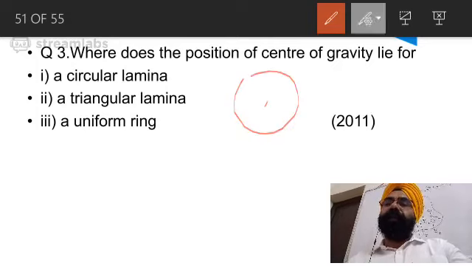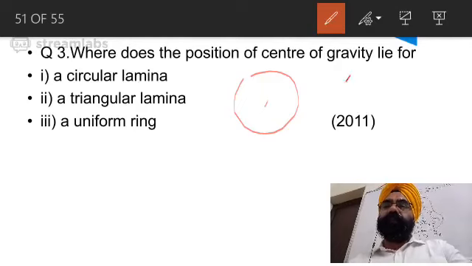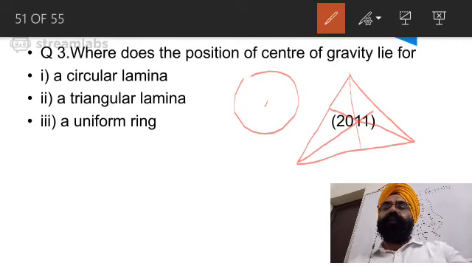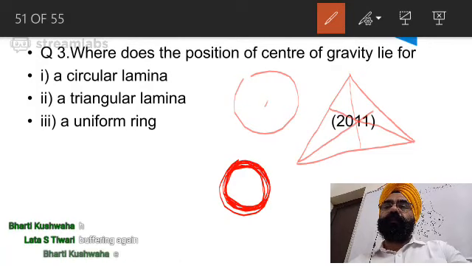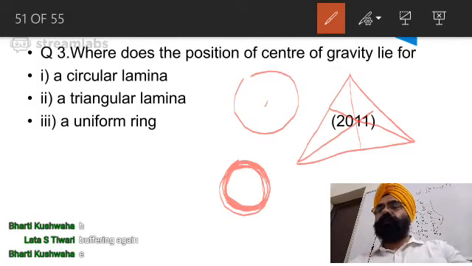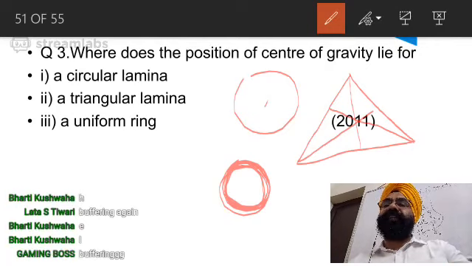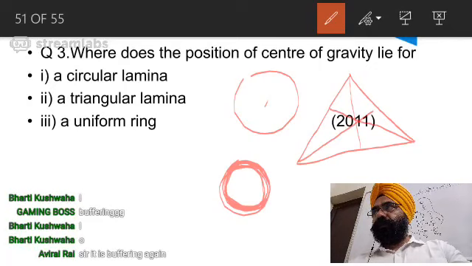Okay, triangular lamina. Yeah, somebody's answering. Bhagat, tell me, what are they telling? Triangular lamina, the point of intersection of the medians. Okay, then a uniform ring. What have they written? Tell me. In the center of the triangle, no. It is actually the intersection of the medians. Point of intersection of medians. Who was that? Intersection of medians, a lot of people.